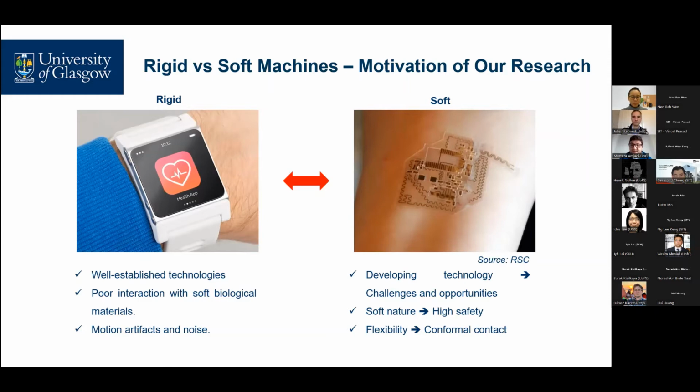And also, this is a developing technology, so that means we have challenges and opportunities in this area. This is basically the motivation of our research. We want to make these soft systems which are comfortable and can offer high safety. If you really look into rigid components or rigid devices, especially in rehabilitation, usually the weakest scores they get in surveys are conformability and ease of use.